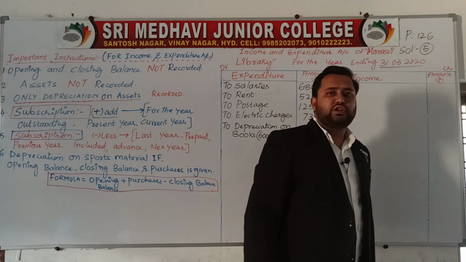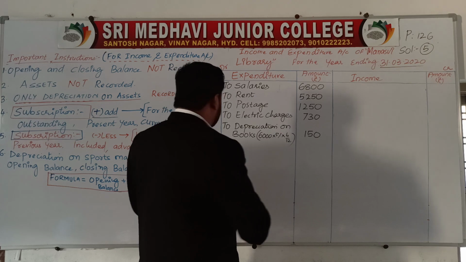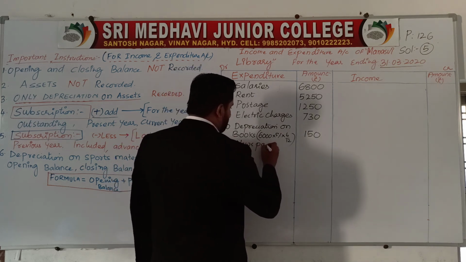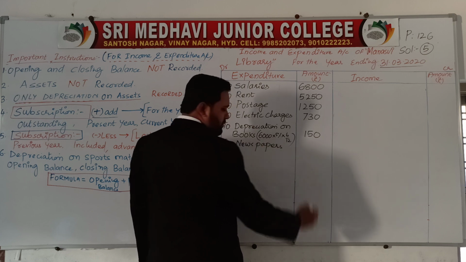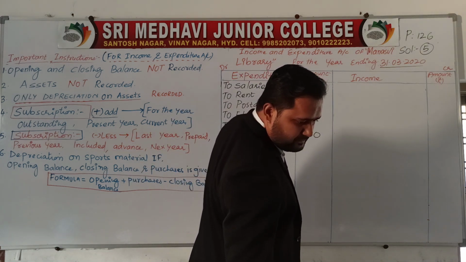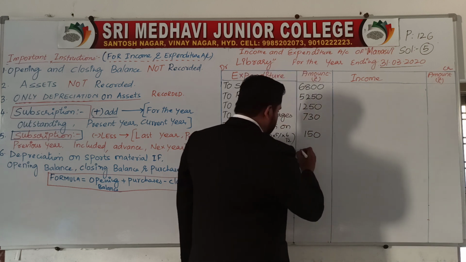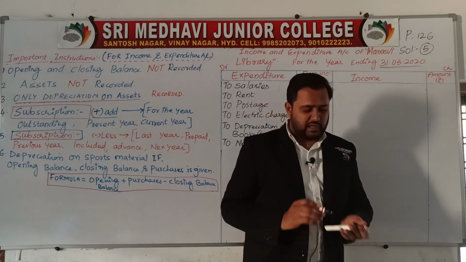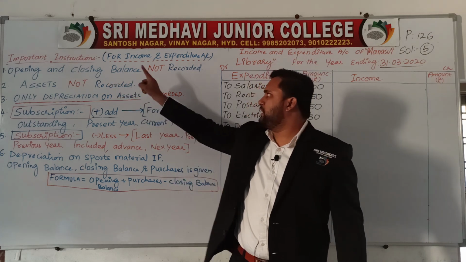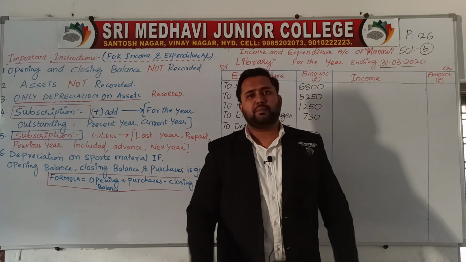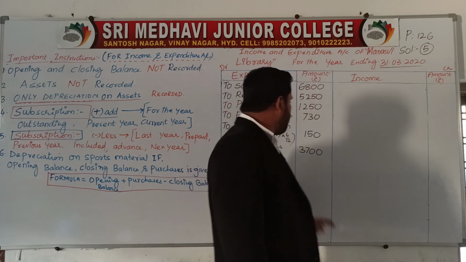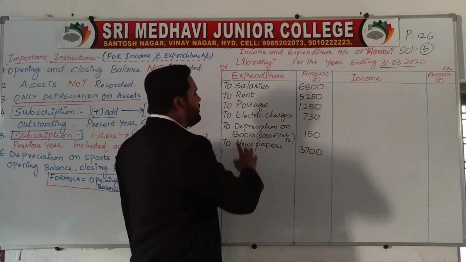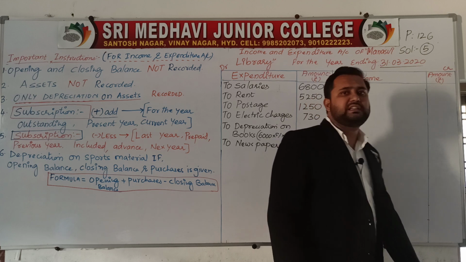Buy newspaper is given on payments, and for newspaper you have to write to newspapers 3,700. By balance carry down, opening balance, closing balance not recorded. Payment side is over. We have extracted all the balances from payment and written them on the expenditure side. Let's see about the receipt side.